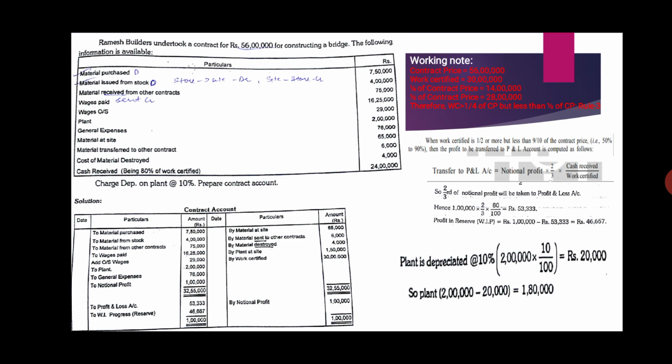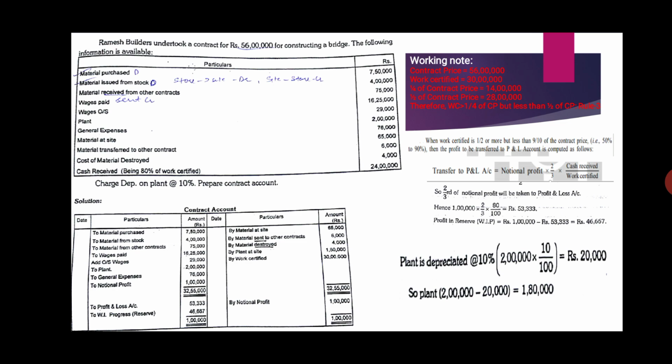Material at site, which is credit. Material transferred to other contracts, credit. On the credit side of the contract account, we are generally writing what is left over or what is at the closing, which can be further utilized for other contracts. Next is material transferred to other contracts, it is again credit. Cost of material destroyed, any kind of losses or destructions are all shown on the credit side. Cash received is nowhere shown in the contract account but is used in the calculation of the estimated profit.